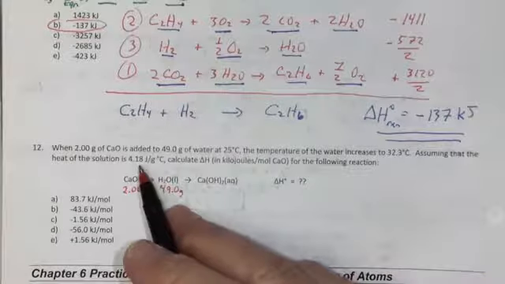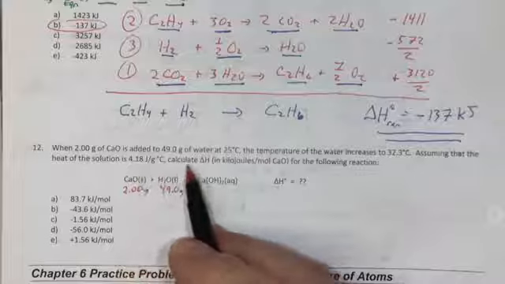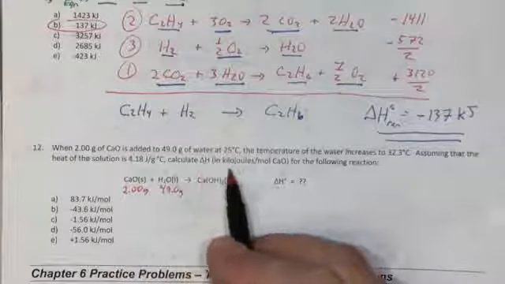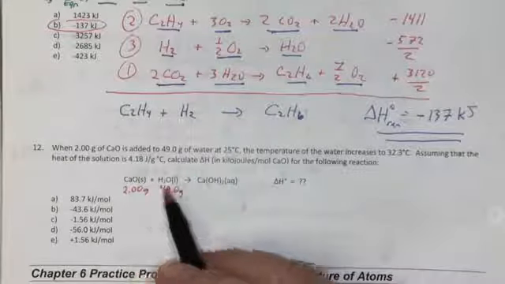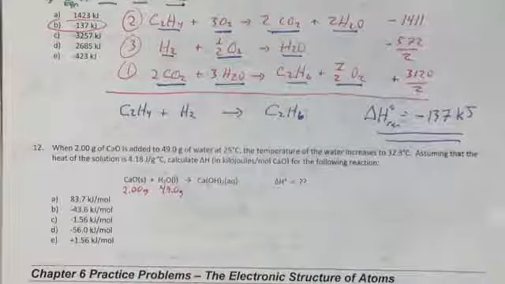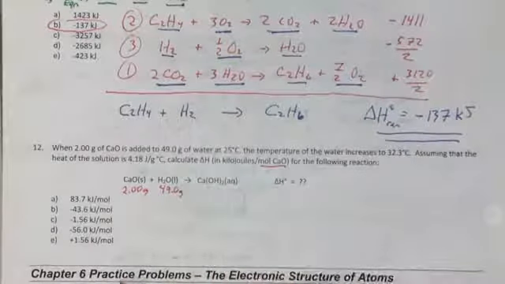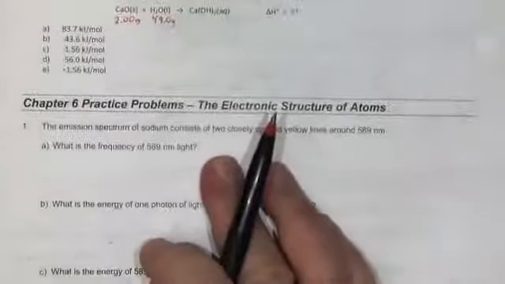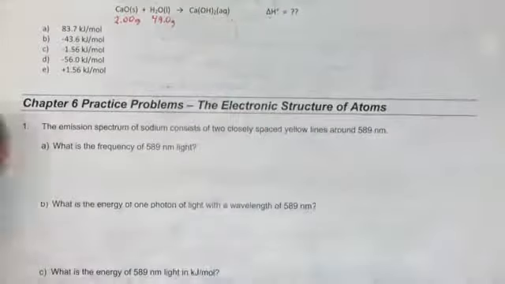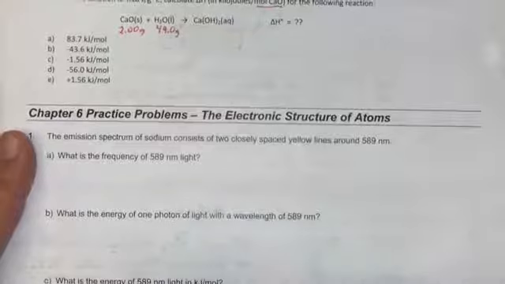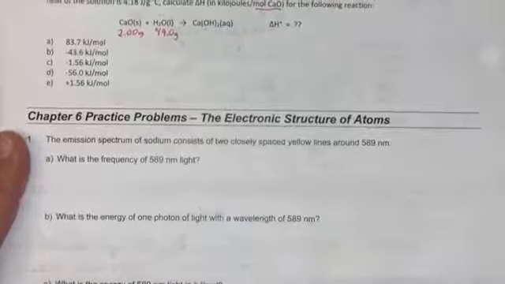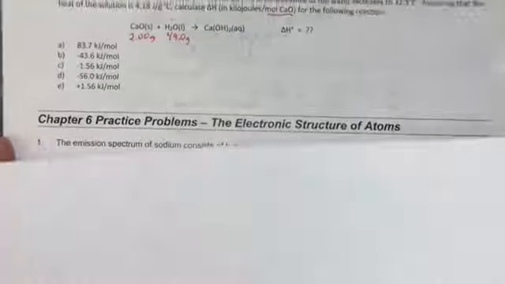Assuming the heat of the solution is 4.18 joules per gram per degree C, calculate the delta H in kilojoules per mole of calcium oxide for this reaction. Calculate the delta H in kilojoules per mole of CaO. So what is the delta H for this reaction using this temperature? Okay, in order to work this problem, I'm going to need a lot more space, so I'm going to take a separate sheet of paper so you can see step by step what's going on in this reaction.